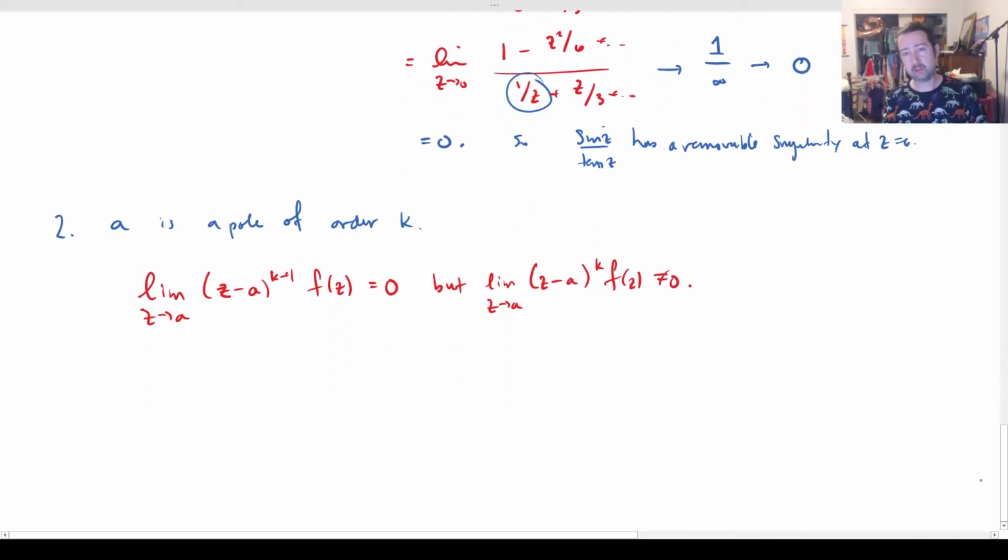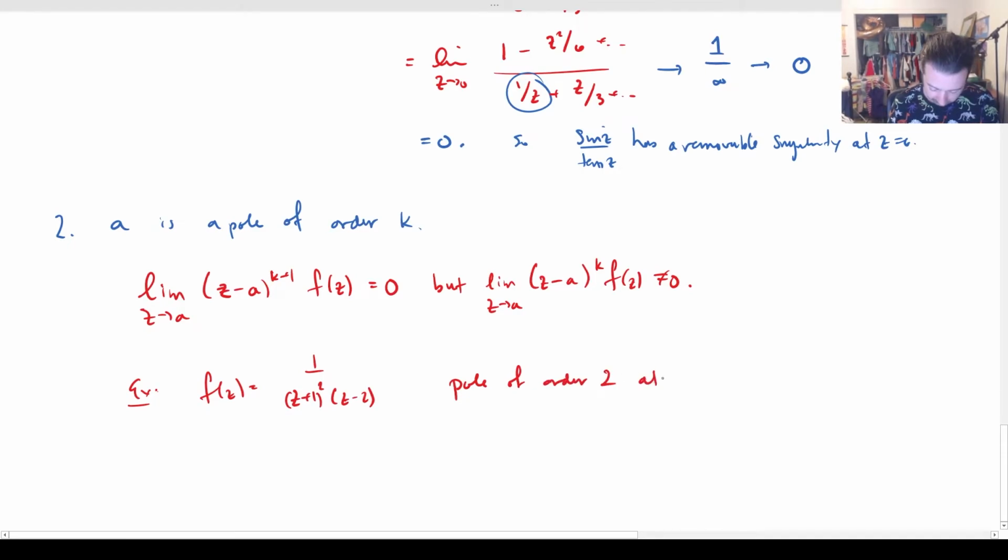And what this condition is picking up is the existence of these potentially z to the minus k terms in a power series expansion for this. So an easy example would be something like f of z is equal to 1 over (z plus 1) squared times (z minus 2). So this has a pole of order 2 at z equals minus 1.